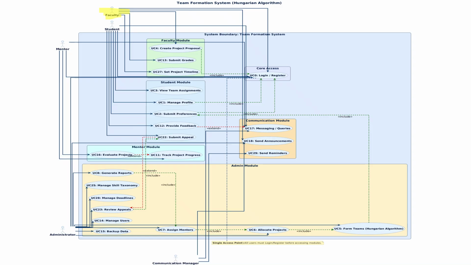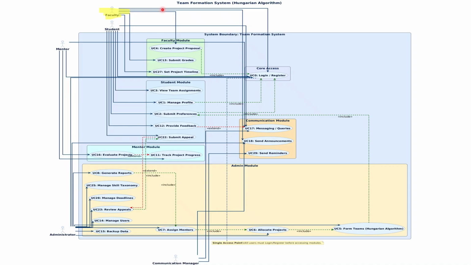Good afternoon, everyone. So, as we have seen the functional and non-functional requirements and the algorithm used in this project, now we will see how we map the users or the actors with our use cases. We have our faculty, student, mentor, administrator, and communication manager as our actors.